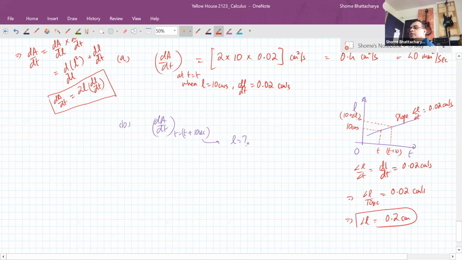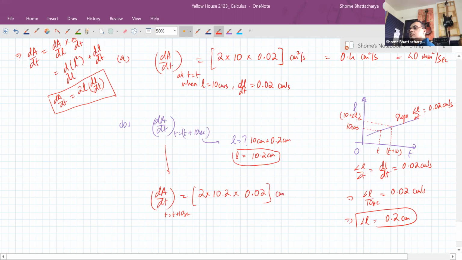So the length at this point of time is 10 centimeters plus 0.2 centimeters. So it is equal to 10.2 centimeters. Okay. So this new value of rate of change of area at this time will become 2L, that is 2 into 10.2 into dL by dt. This much in centimeters square per second.